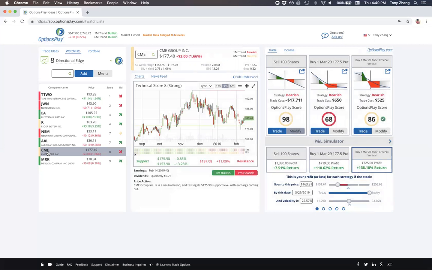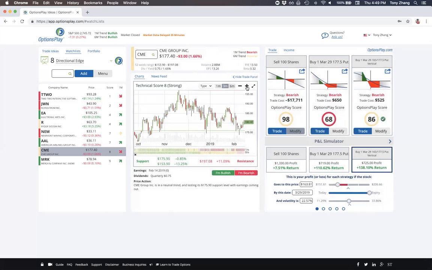But CME, here's a strong stock, technical score of 8. But the 1 month and 6 month trend, as you can see, is bearish and neutral. And it actually turned around here just like most other stocks in mid-December. The 1 month and 6 month trend turned bearish. And as you can see, pretty much at that point, around that $185 level, if you were long this stock, that's probably an indication that it's time to get out or time to take profits.